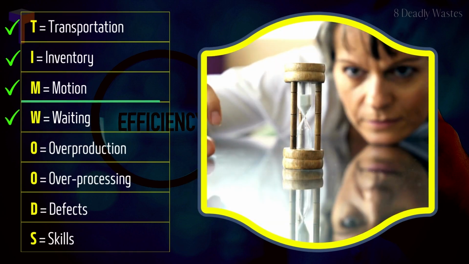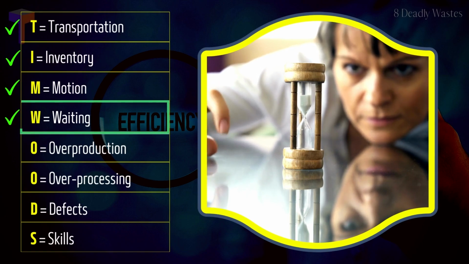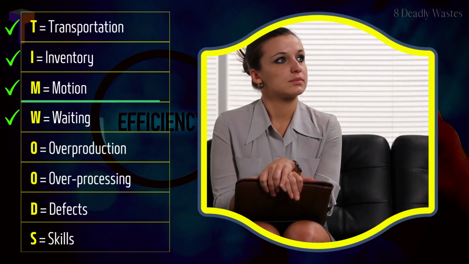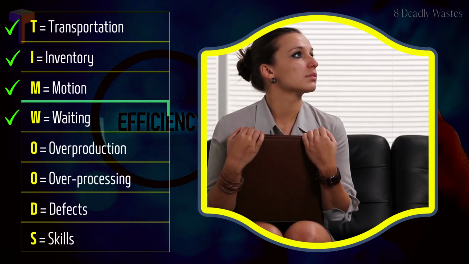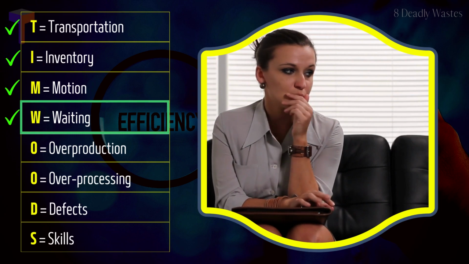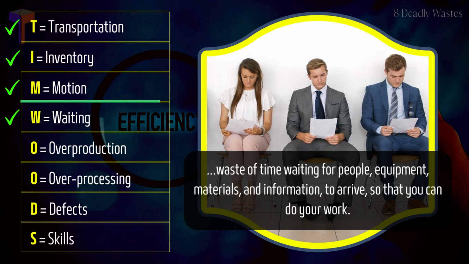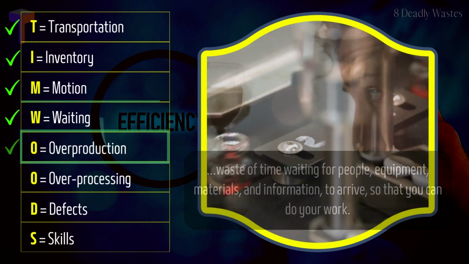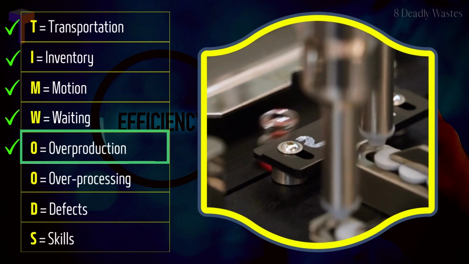Number 4. Waiting. Products, people and tasks need to be in valuable motion. If this is not happening, then waiting occurs. This can include waiting for responses from other departments in the office setting. Other examples are the waste of time waiting for people, equipment, materials, and information to arrive so that you can do your work.